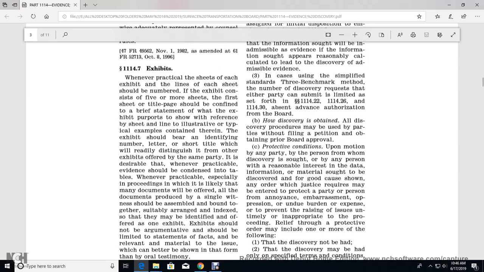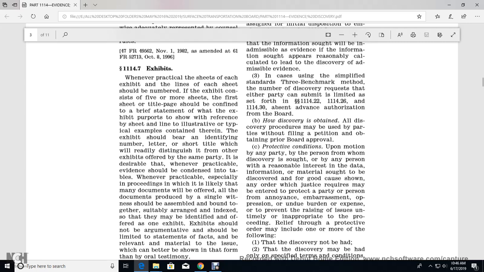1114.7 Exhibits. Whenever practicable, sheets of each of the exhibits shall be numbered. If the exhibit consists of 5 or more sheets, the first sheet with the title page should be confined with a brief statement of the exhibit that purports to show the reference of the sheet with the illustrator of the typical examples contained therein, but the exhibit should be verified and identified with the number and a short title which readily distinguishes it from other exhibits offered by the same party.